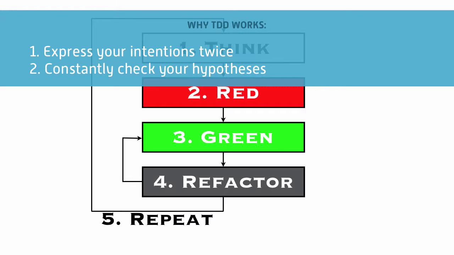The second reason TDD works is the tiny steps. You're constantly forming and checking hypotheses. You think to yourself, I think this test will fail in this way. And it does. And then, I think this test will pass, and it does. You're checking your progress every few lines of code, which means you keep control of what's going on with your code.